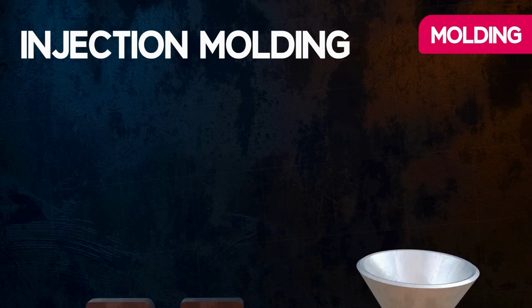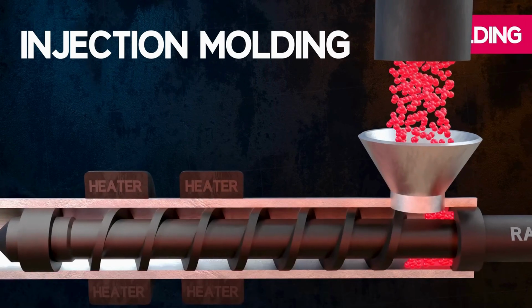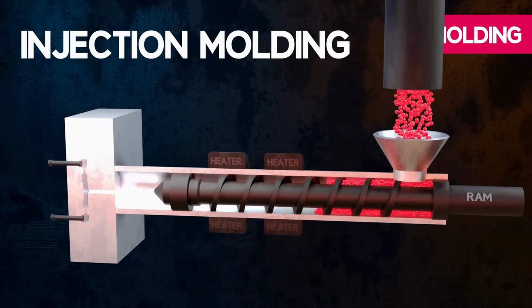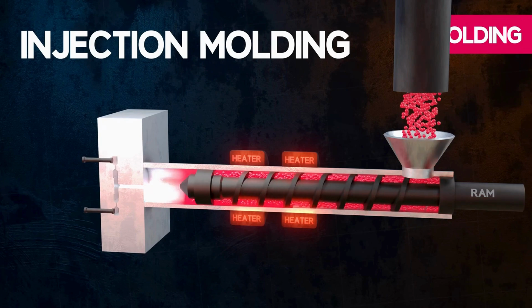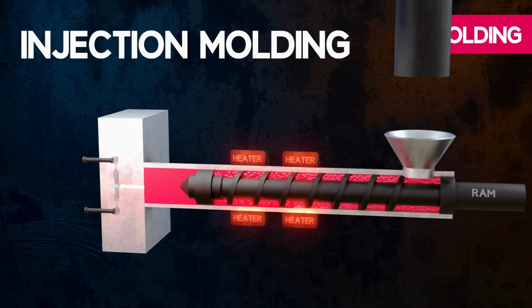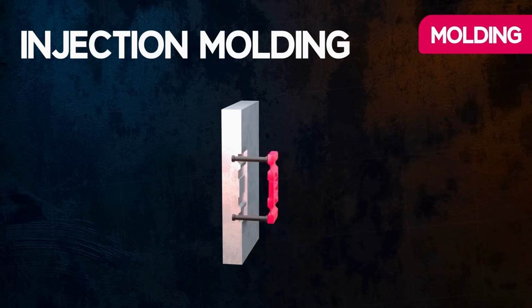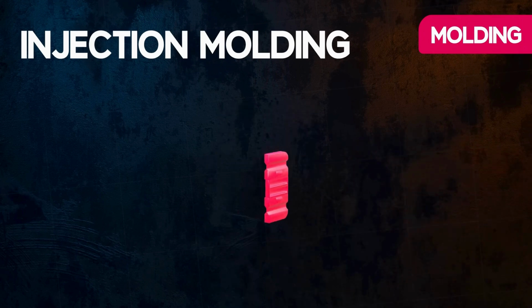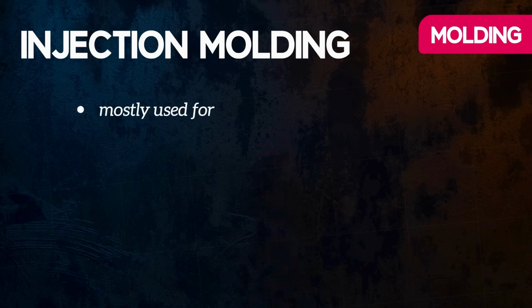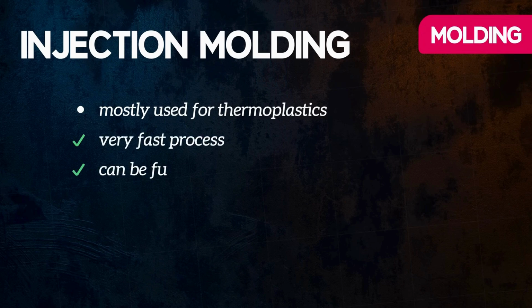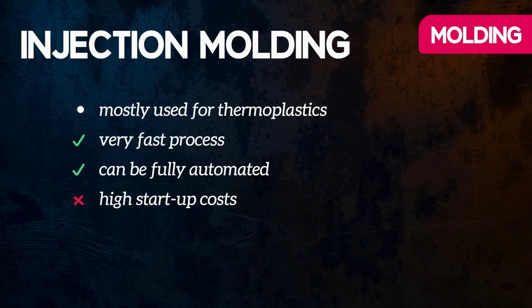Injection molding is the most commonly used manufacturing method for plastics. Polymer granules are fed into the hopper, and a screw is used to pass the material through a heated cylinder before it is forced at pressure into the mold. Injection molding is mostly used for thermoplastics, which are polymers which soften when they are heated and harden when they are cooled. It is a very fast process and can be fully automated, meaning labor costs are low, but startup costs are very high due to the expensive molds, so it is really only cost-effective for large production runs.